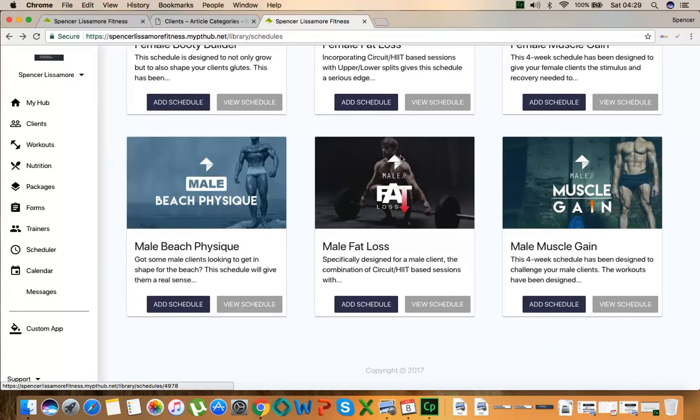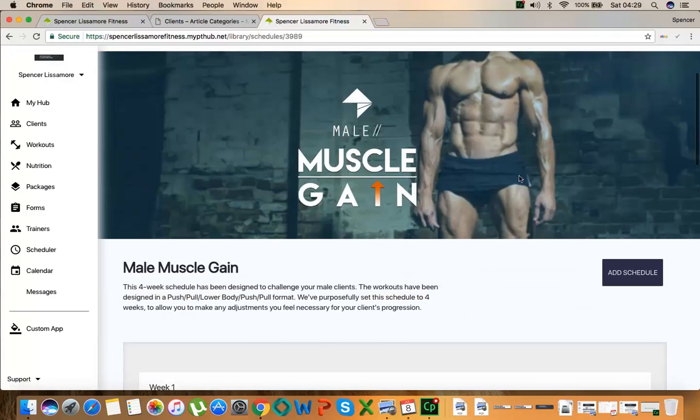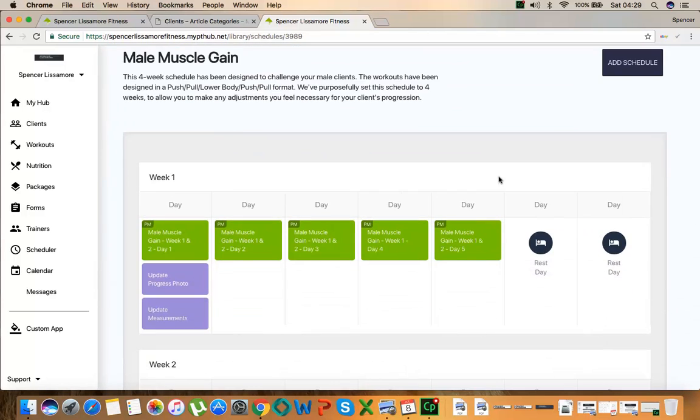We have male fat loss and male muscle gain. Let's just jump into the male muscle gain. Yep, we all want to look like that, me included, but thank you for that. So this 4-week schedule has been designed to challenge the male clients as we do a push-pull, lower body push-pull format. Yes, I incorporated this one only a week ago because it worked for me. My strength gains went through the roof. I managed to gain about 3 kilos in muscle mass whilst maintaining a reasonable body fat percentage.